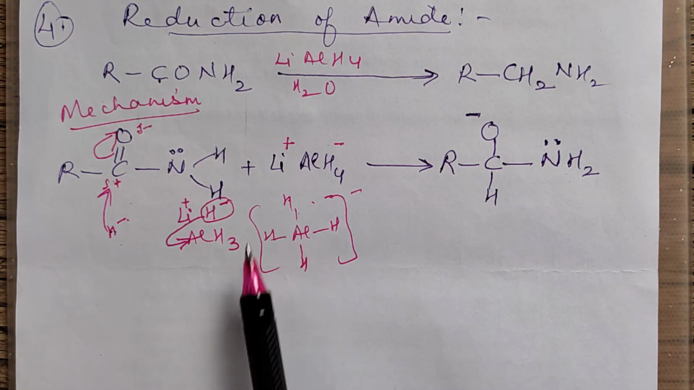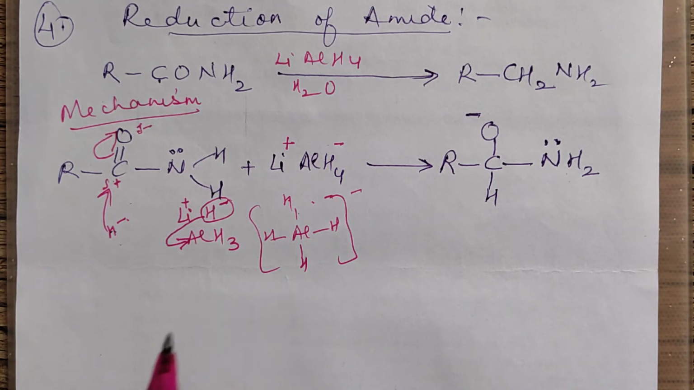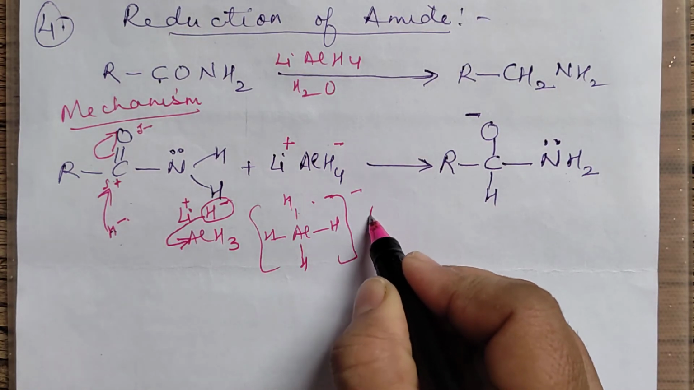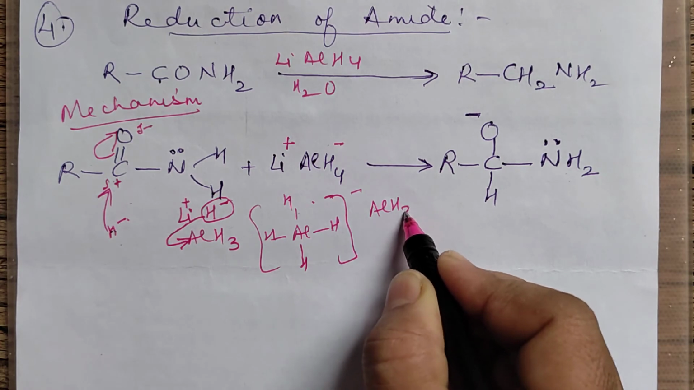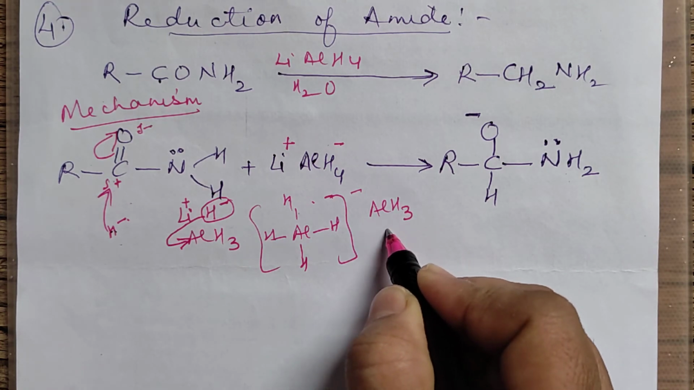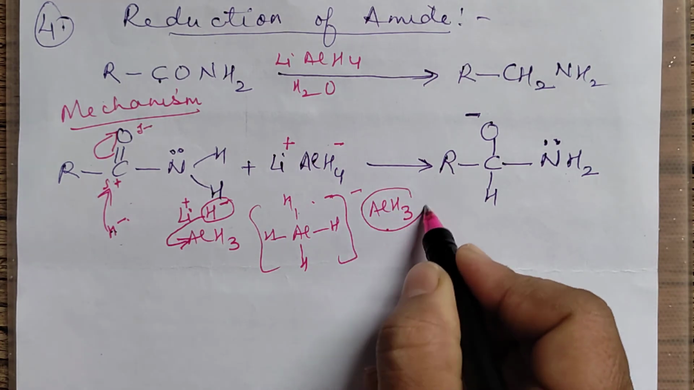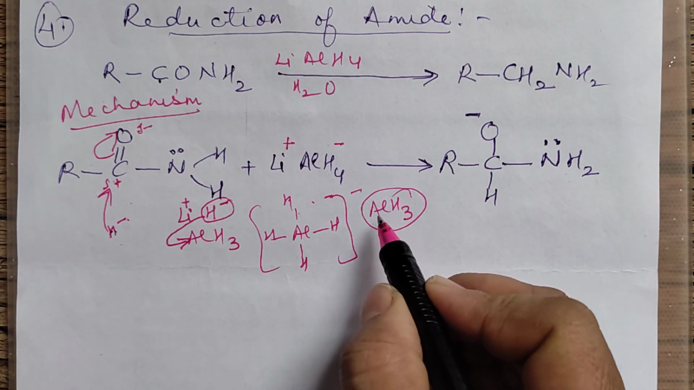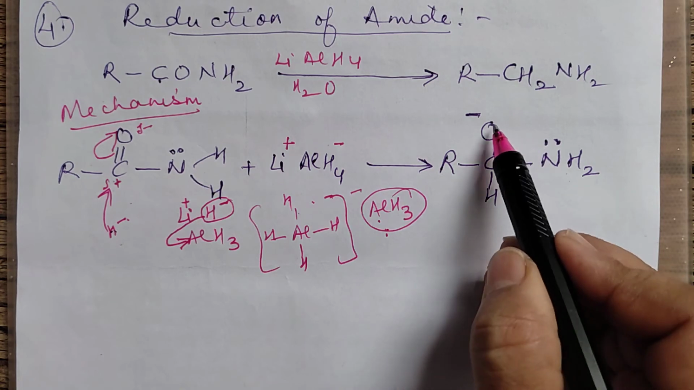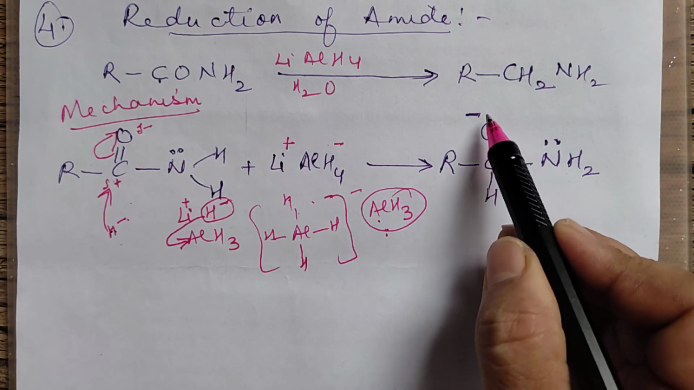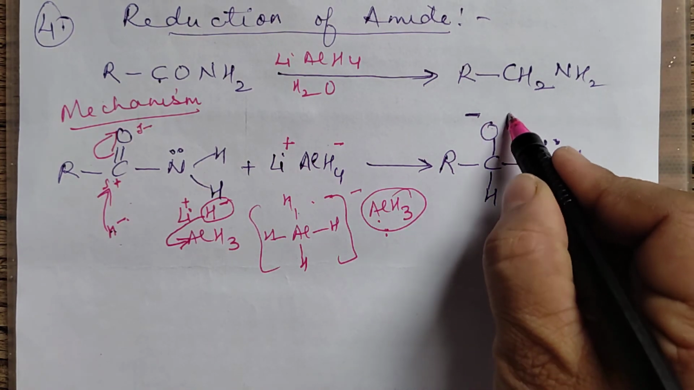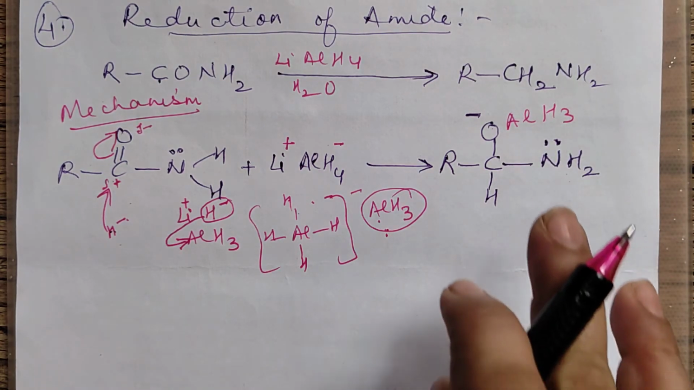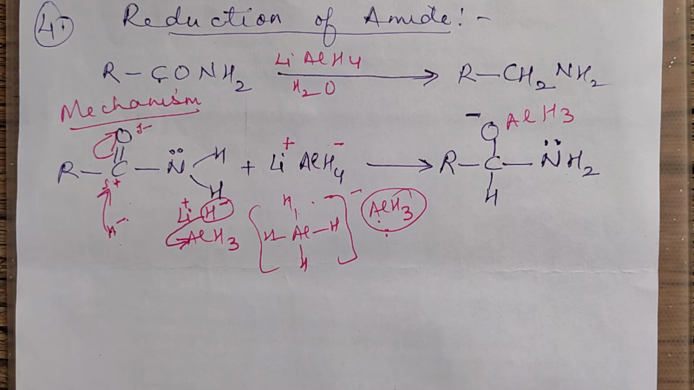So from this aluminium hydride, now what is left over? This is now AlH3 only. This is still in need of the electron. Now because it's Al, because it has given H minus, it is in need of the electron. This AlH3 will now attack this oxygen which is having electron. So AlH3 will go and get attached here on the oxygen atom.